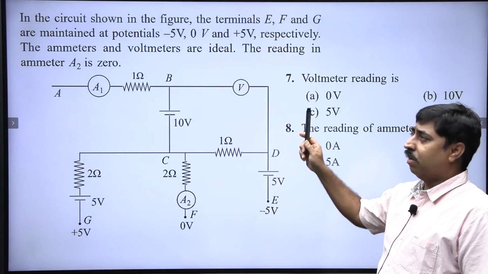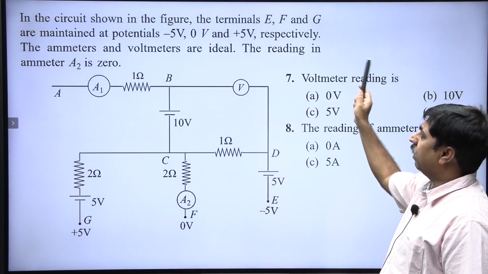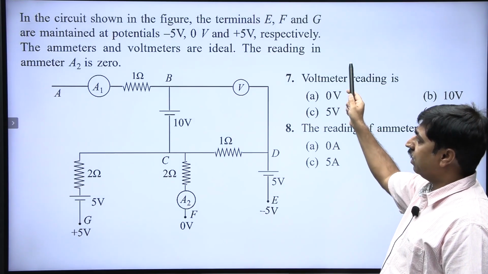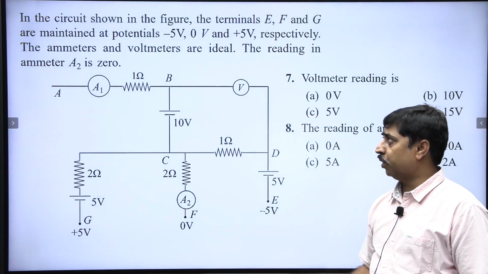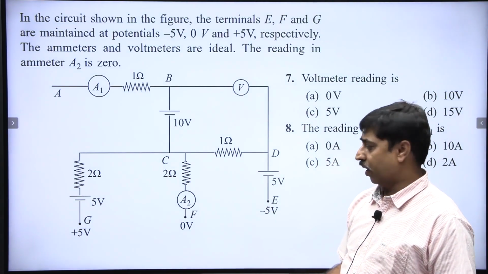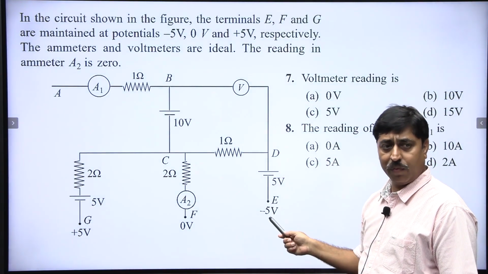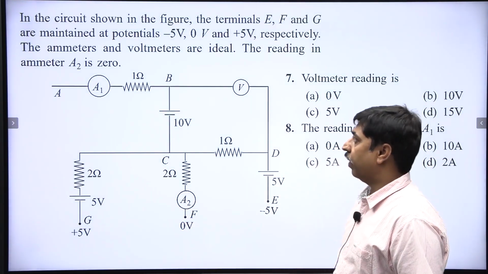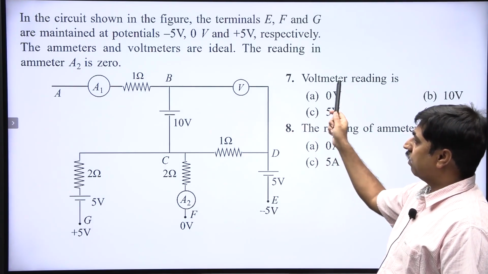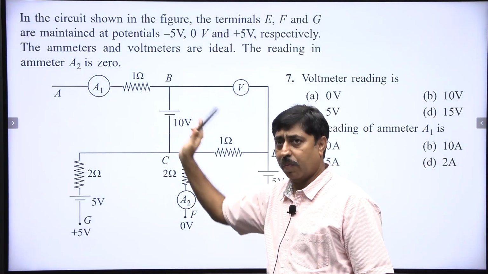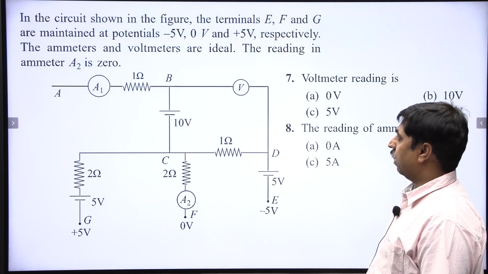The problem says, in the circuit shown in the figure, terminals E, F and G are maintained at potentials of -5, 0 and 5 volt respectively. E is at -5 volt, F is at 0 volt, G is at +5 volt. The ammeters and voltmeters are ideal. This one is the voltmeter, this is ammeter A2, this is ammeter A1, all are ideal.